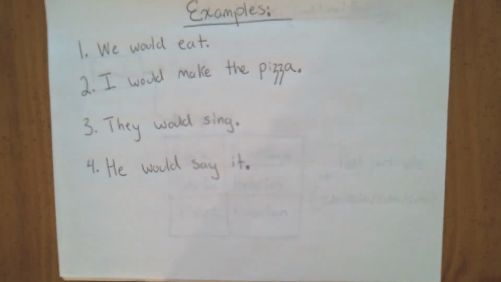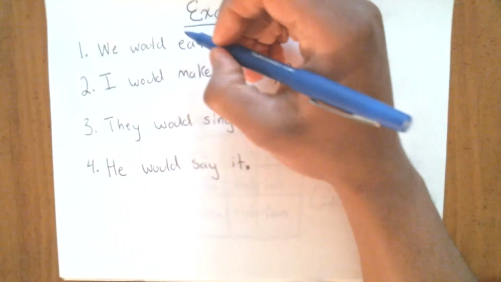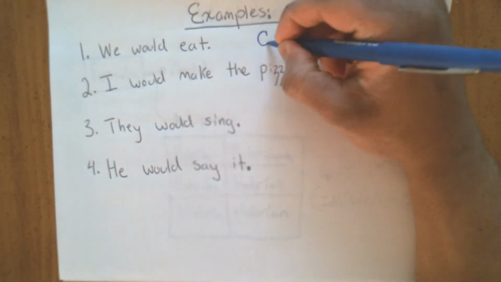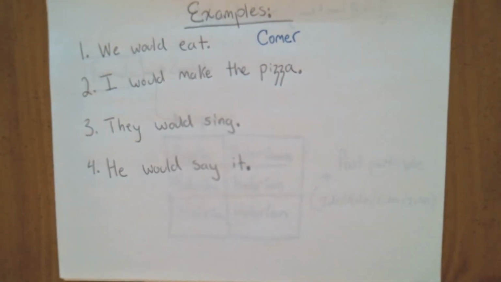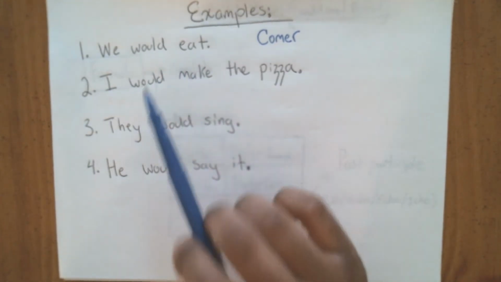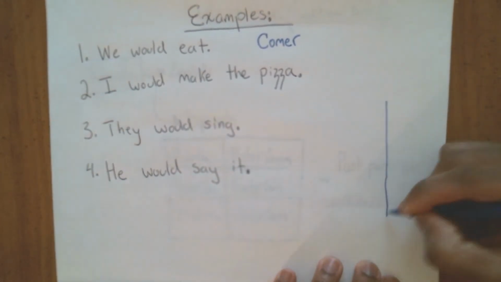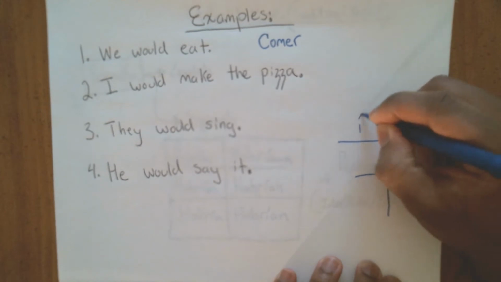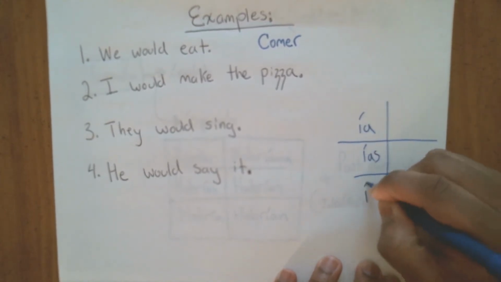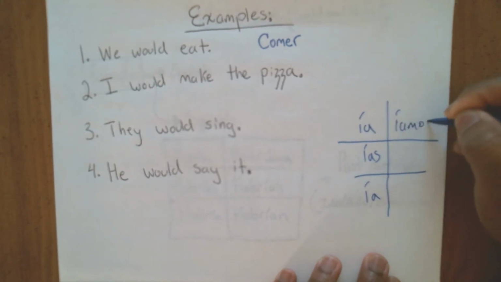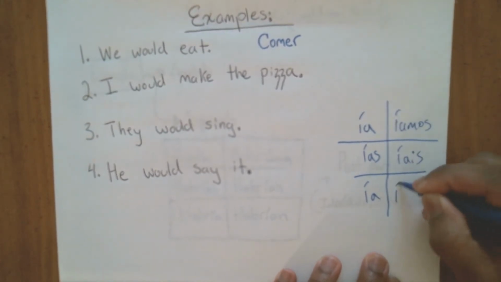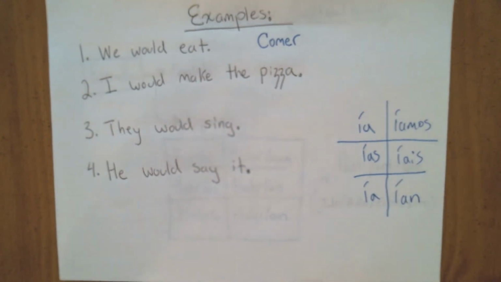Okay, so as you can see right here, the first one has "we would eat." So remember the formula that I taught you. You take your verb, in this case the verb is eat. So let's just take our verb, comer, because we know we're going to need comer. Now we know that because it is a would statement, we're going to have to add one of those six endings. And remember, the endings that I showed you were ía, ías, ía, íamos, íais, and ían. Remember, I showed you these six endings.